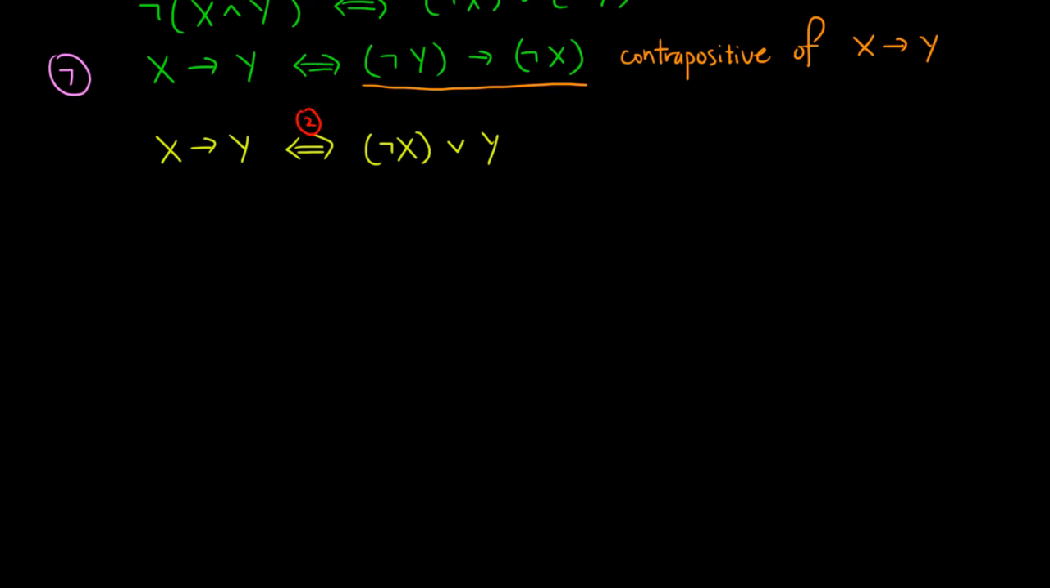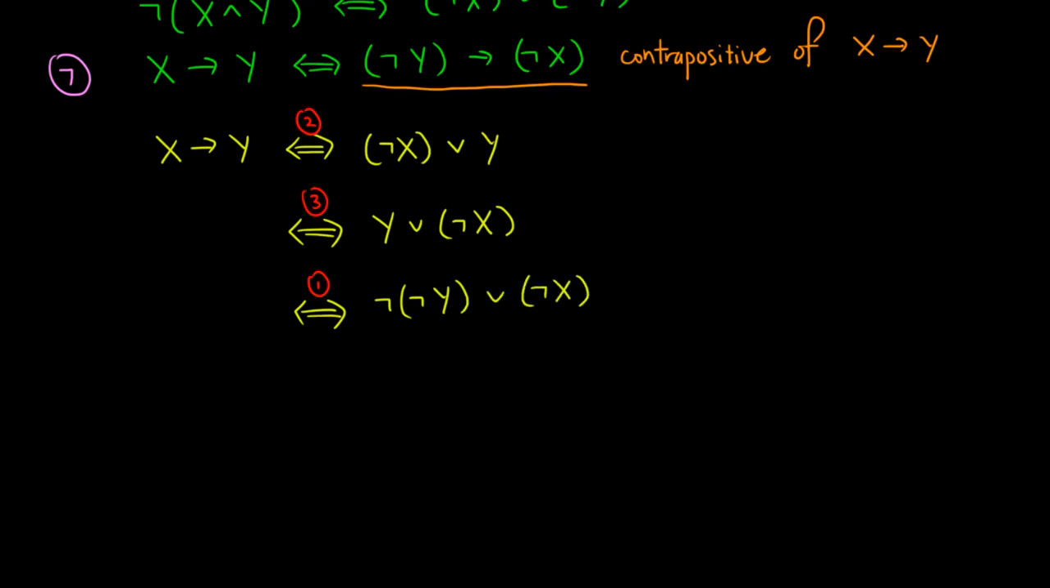property 2. Now, not x or y is equivalent to y or not x by commutativity, or property 3. In order to use property 2 to convert this back to a conditional again, we'll use property 1 to write y as not not y. Now we can apply property 2 to finally write this as not y → not x.